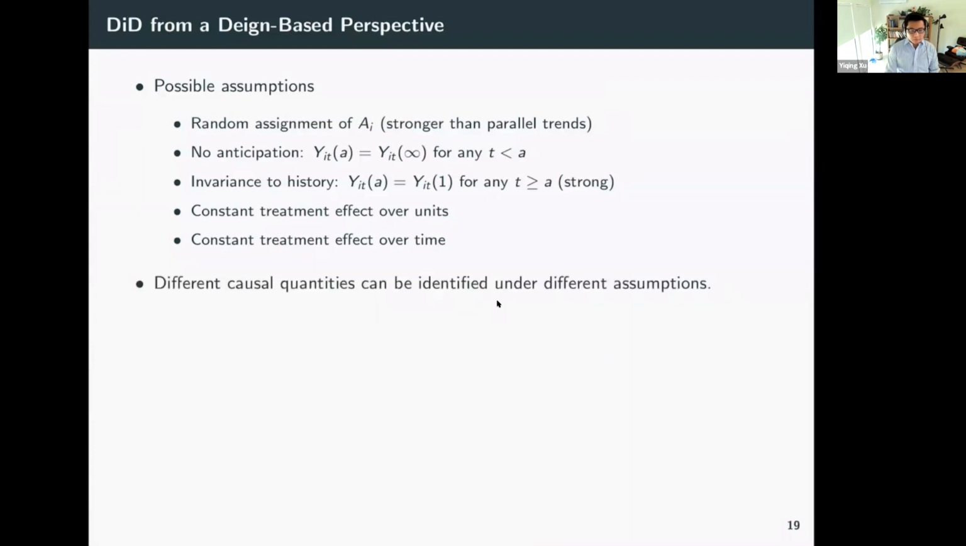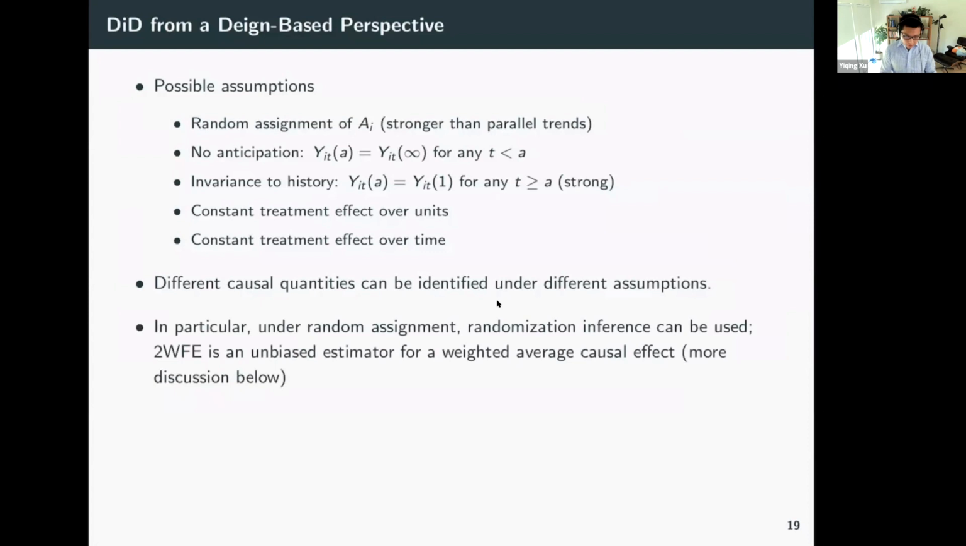Okay. So in the paper, they spend a lot of time discussing what kind of quantities can be identified under different sets of assumptions, a combination of assumptions. In particular, under random assignment, first of all, randomization inference can be used. This is very handy, right? You don't even need to rely on any asymptotic theory. You can get exact inference because treatment is randomly assigned.